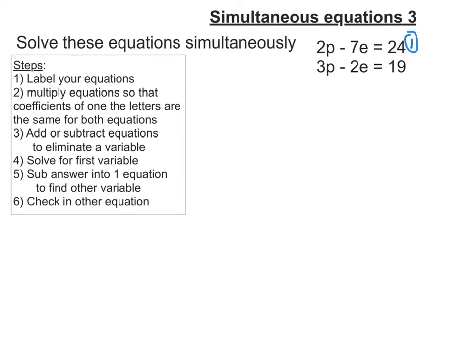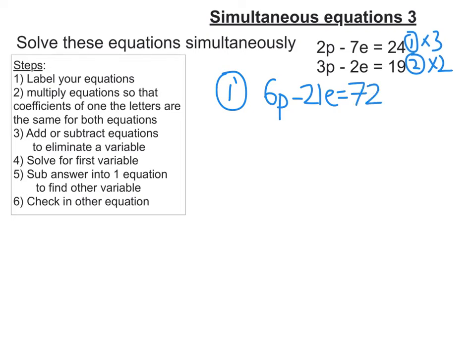We've got 1 and 2 here. I'm going to multiply the first one by 3 and the second one by 2. So I'm going to have the same amounts of p. So we're going to have 6p take away 21e is equal to 72. And then 2, I'm going to have 6p minus 4e is equal to 38. So this time I'm going to subtract because I've got same signs.